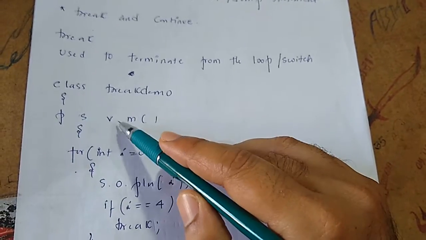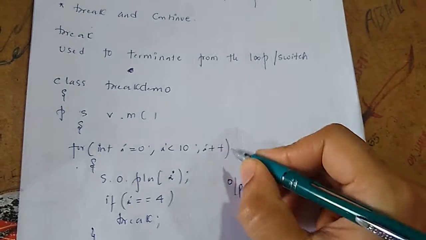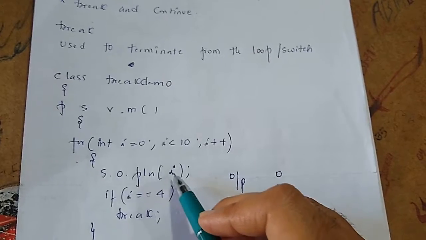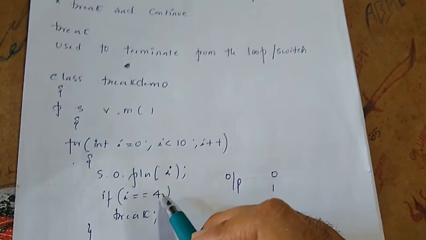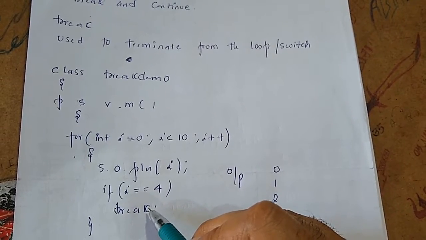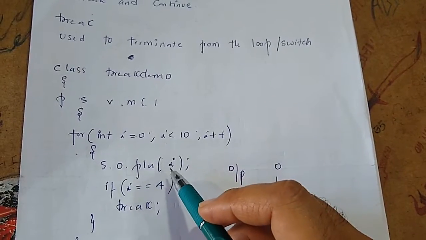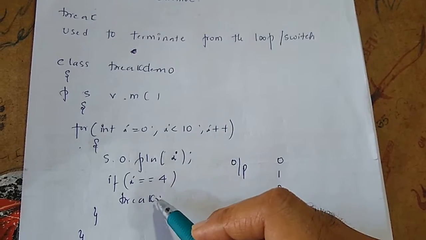Okay, so I'll take a simple example. Class BreakDemo, within which there's a public static void main. I've taken a for loop, and it will run 10 times and print the value of i. Suppose if i becomes 4, then I'm using break. So it will print 0, it will print 1, it will print 2, it will print 3. When i becomes 4, I'm using break.